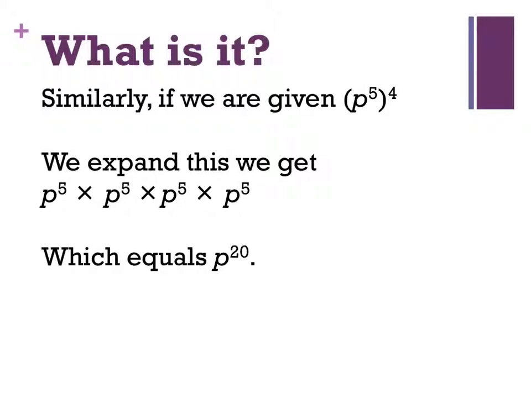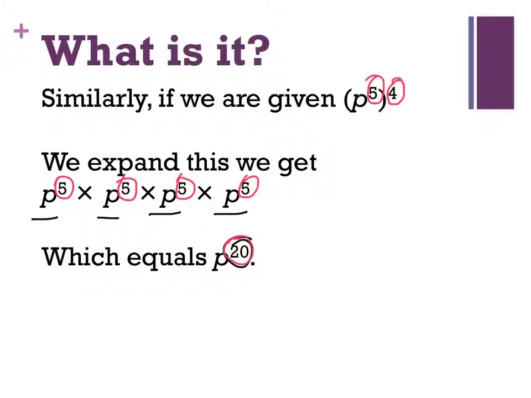Similarly, if we're given p to the power of 5, brackets, to the power of 4, we write that as p to the power of 5 times p to the power of 5 times p to the power of 5 times p to the power of 5, which is p to the power of 20. I know, because I can go 5, 10, 15, 20. So p to the power of 5, brackets, to the power of 4 equals p to the power of 20.